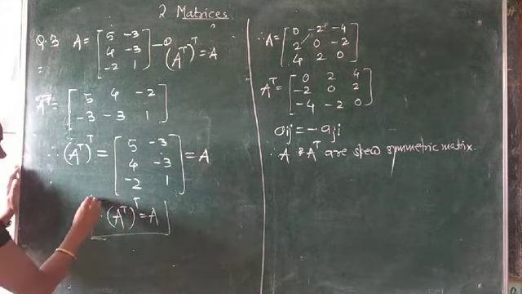Therefore, take A transpose. A transpose is a very easy concept. We only have to interchange the rows and columns. The first row is written as the first column: 2, -3, 4 and -5, 4, 9. So look at this matrix.